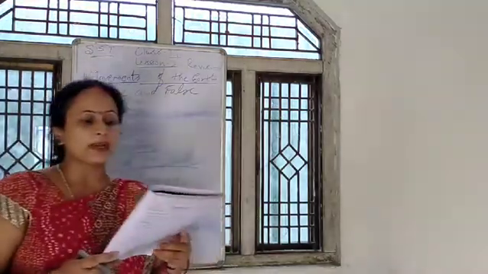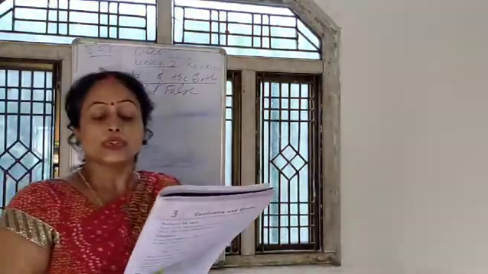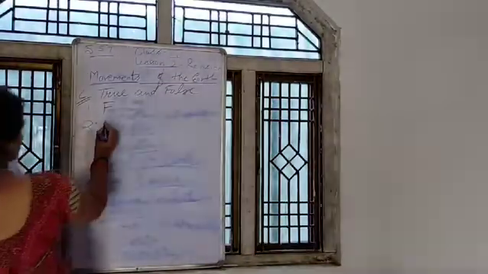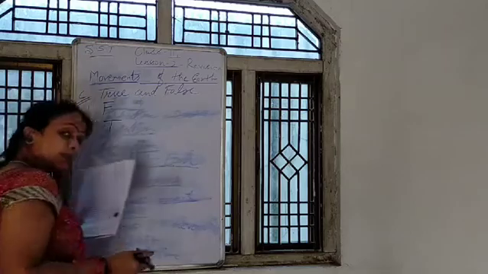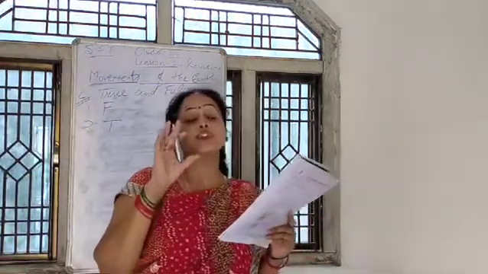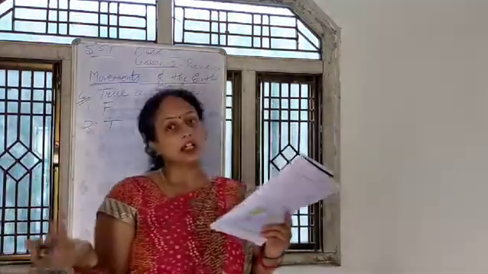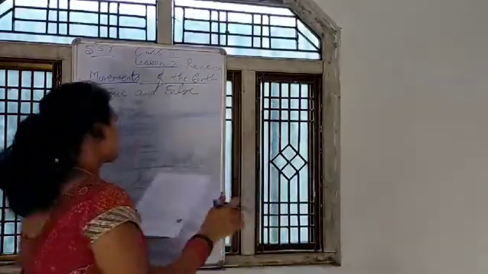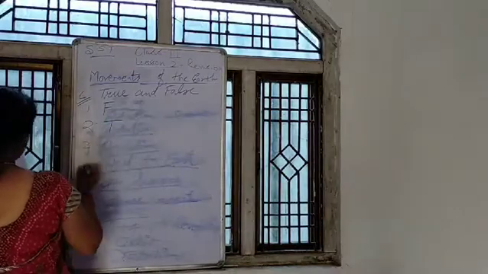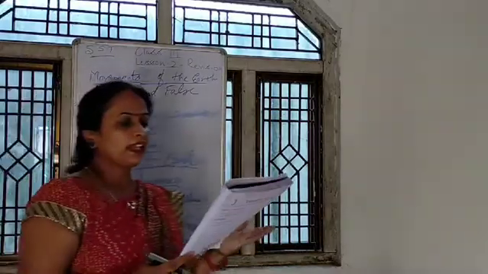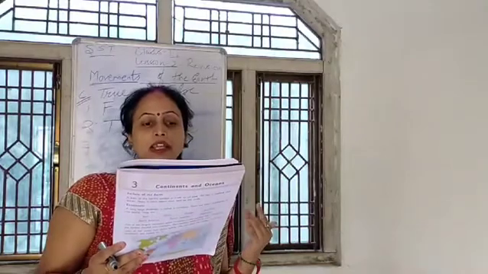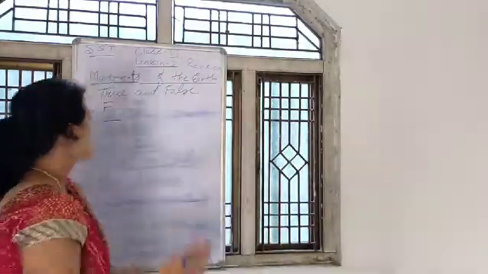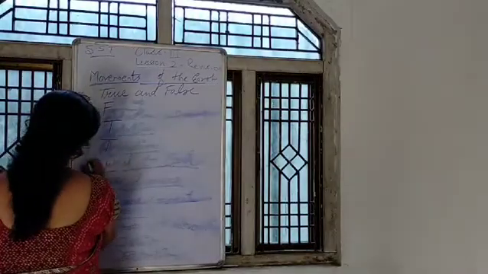Second one, the axis is an imaginary line running through the center of the earth. So it will be true, isn't it? I told you the axis is an imaginary line which runs through the center of the earth. So this statement is true. Now the third one: when India has day, there is night in the US. So this statement is also true.